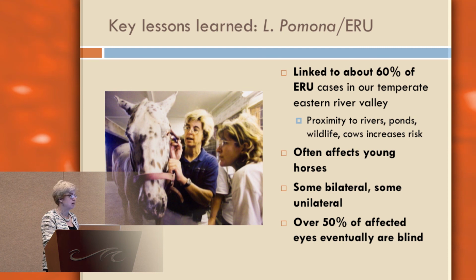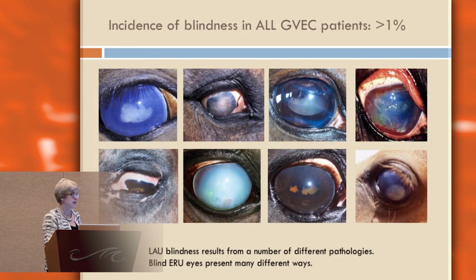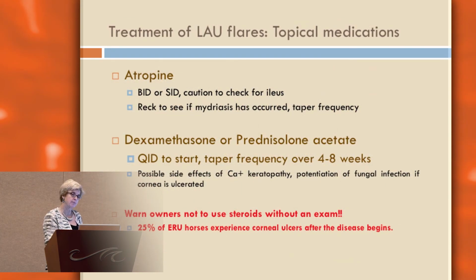It often affects young horses. Some are bilateral, some are unilateral. And key take home, over 50% go blind. And so I think these eyes are starting to make a little bit more sense now, why they all look so different. Treatment, well, you can treat the symptoms.